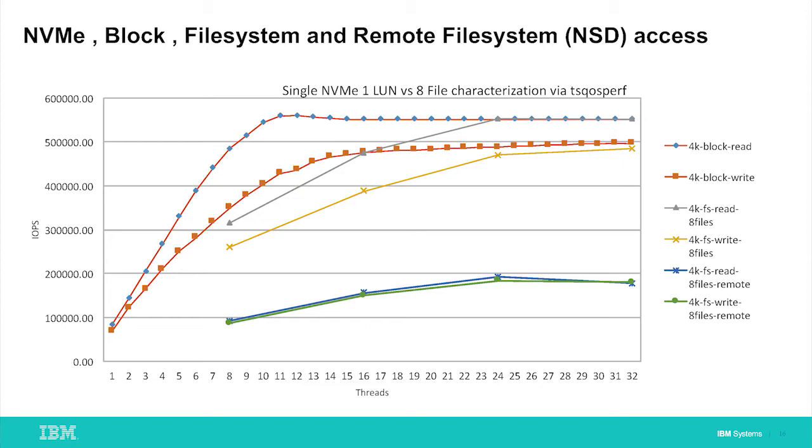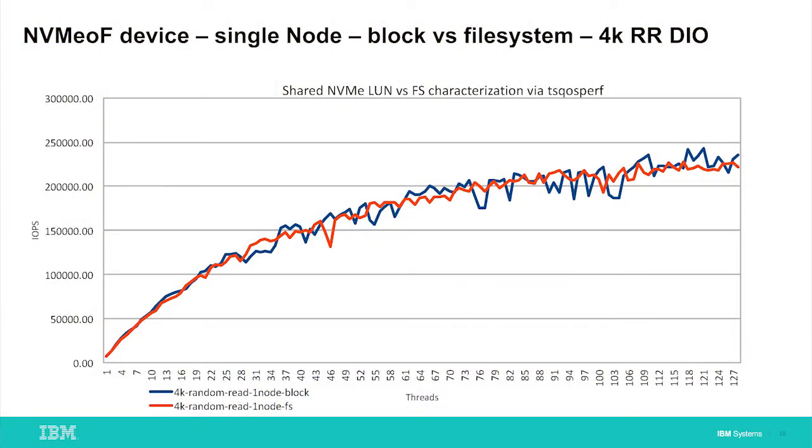Okay, so I took this to the next step and said, well, this is what we can get out of a local NVMe device. What can you get over a remote NVMe device, which doesn't use the NSD protocol, but essentially uses the NVMe over Fabric protocol to actually get to the device? So what I did here is I created a single LUN, and I created a file system on top of that. I basically performed exactly the same test, one time against the block device and the second time against a single file that resides in the file system on top of the block device.